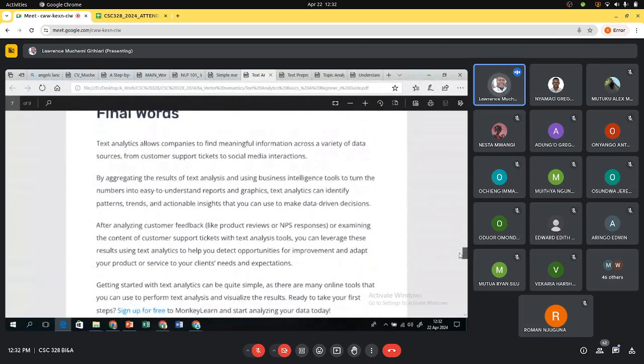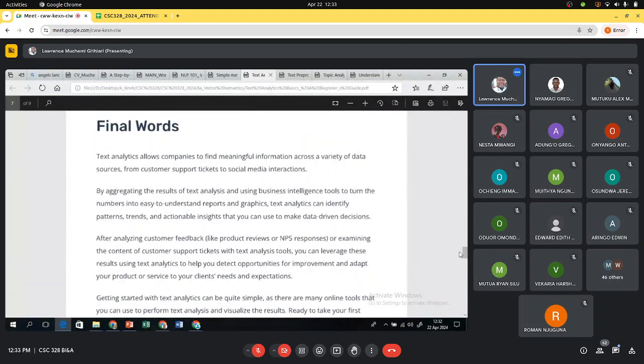And then they have given the final words here that text analytics allows companies to find meaningful information across a variety of data sources, from customer support tickets to social media interactions. And by aggregating the results of text analysis and using business intelligence tools to turn the numbers into easy to understand reports and graphics, text analytics can identify patterns, trends, and actionable insights that you can use to make data-driven decisions. I hope you understand that paragraph very, very well.